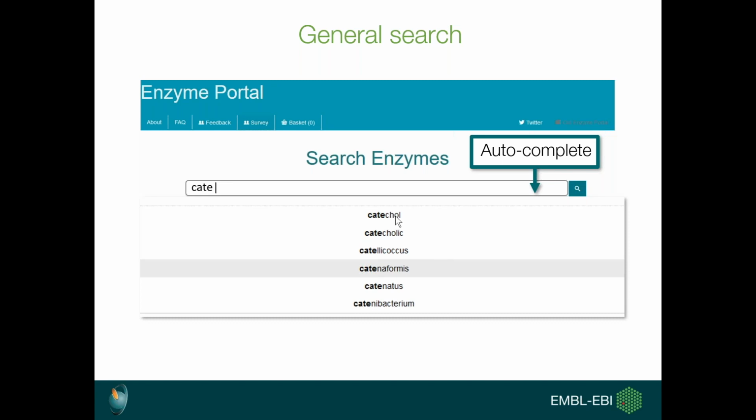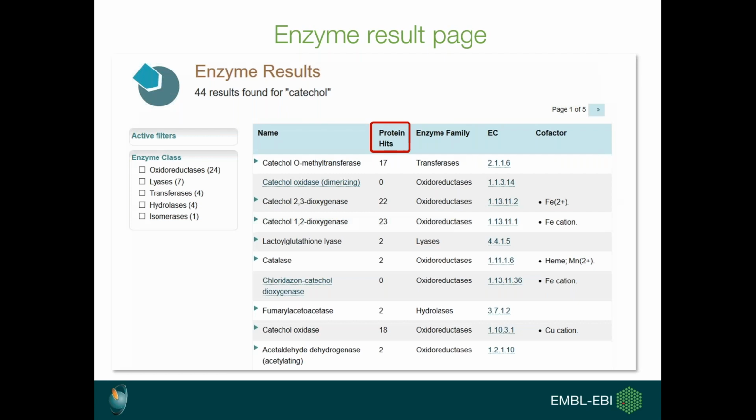This will launch the search and will take you to the enzyme result page where the enzymes that match the query are displayed. As you can see here, there are 44 results for the catechol search. In this page, all the protein hits are grouped according to their catalytic activity, which is represented by the 4-digit enzyme classification number, commonly known as the EC number.